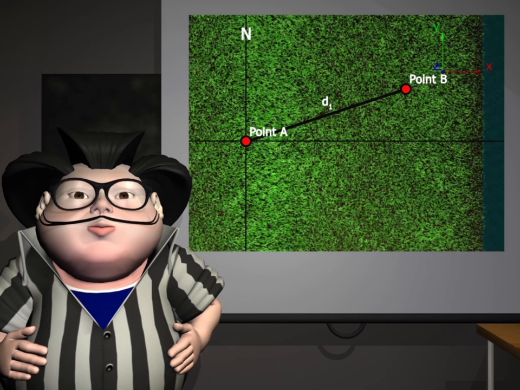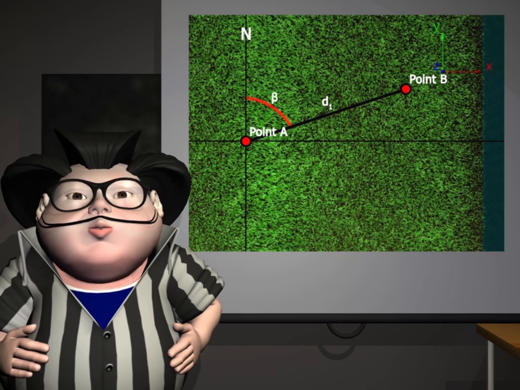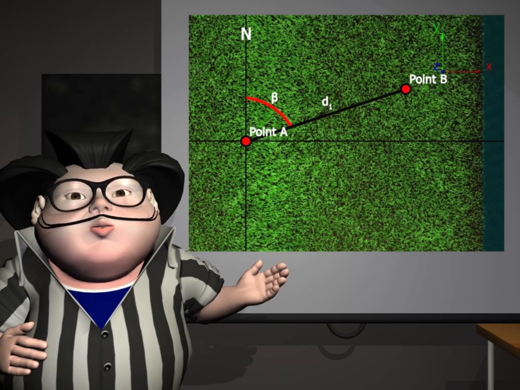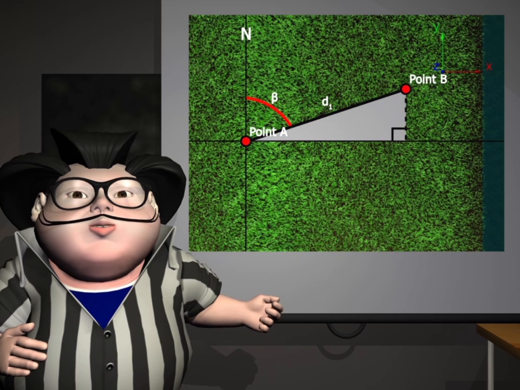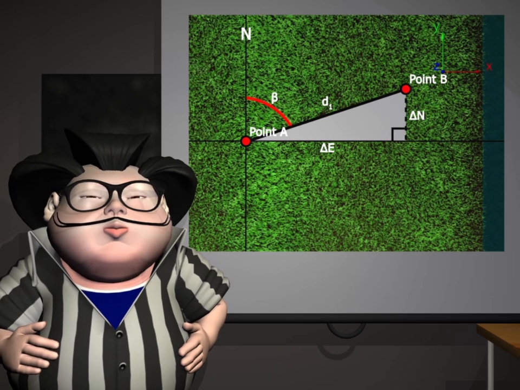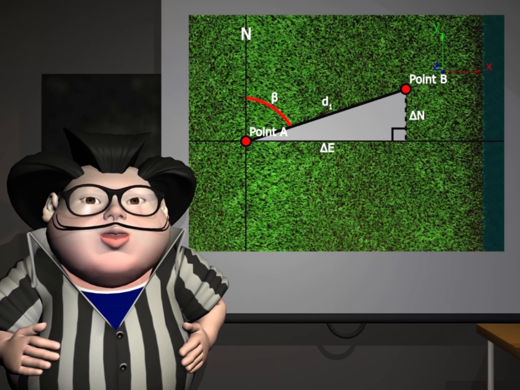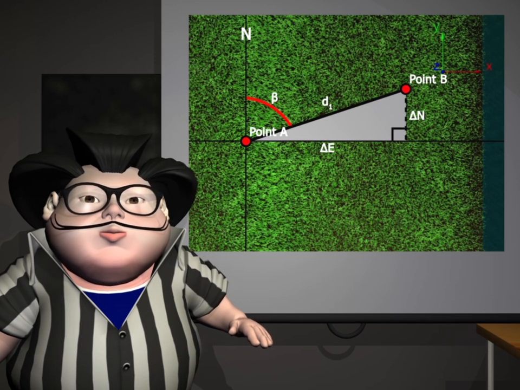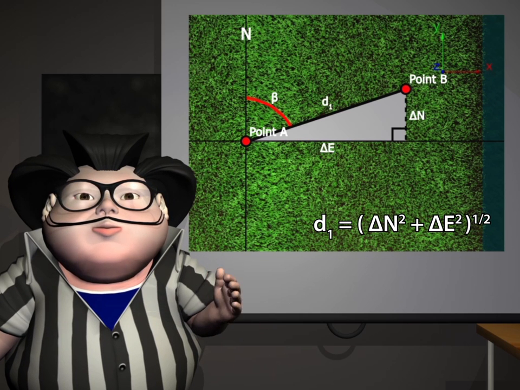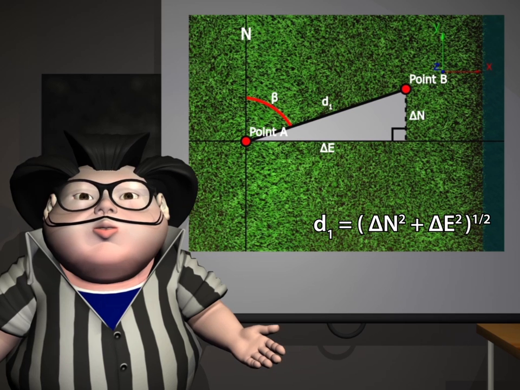If we do know the north direction, bearing beta is as shown. Think of D1 as the hypotenuse of a triangle with the sides delta N and delta E. D1 is calculated with the horizontal distance formula. D1 is equal to the square root of delta N squared plus delta E squared.